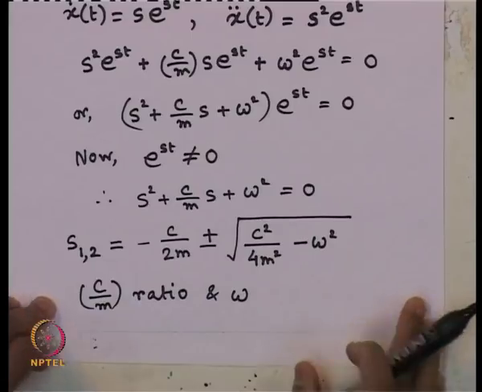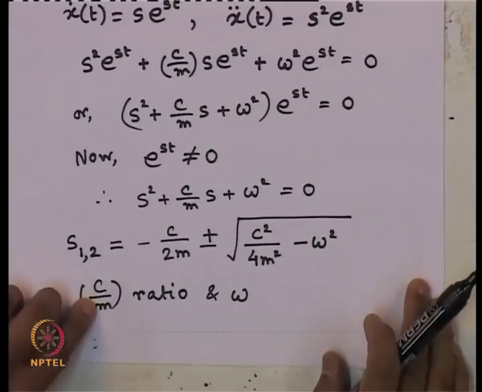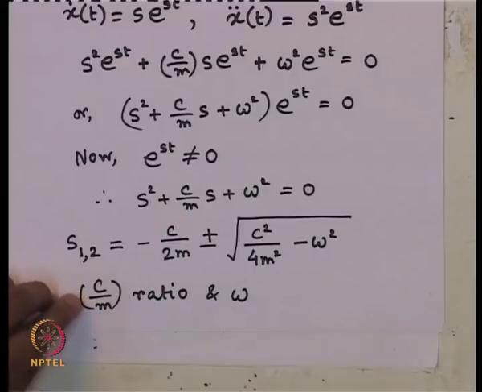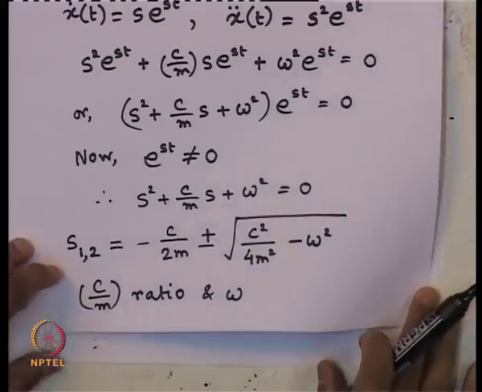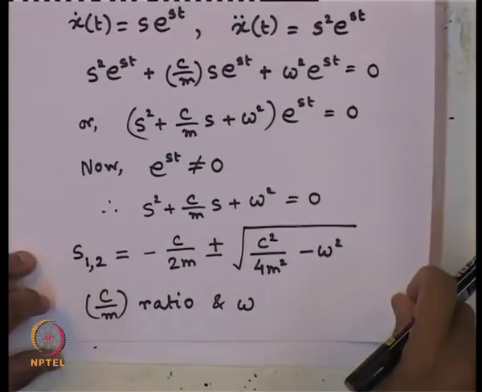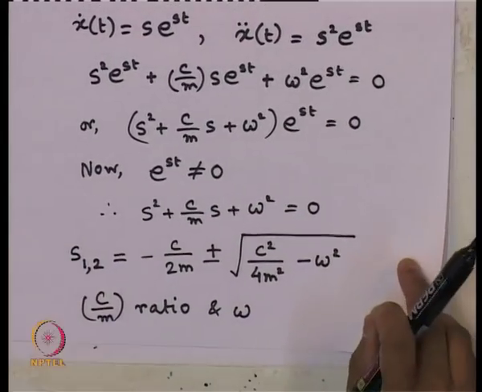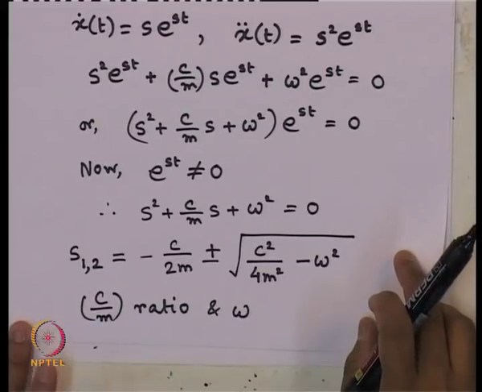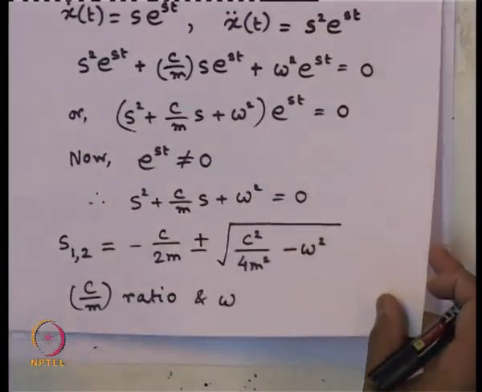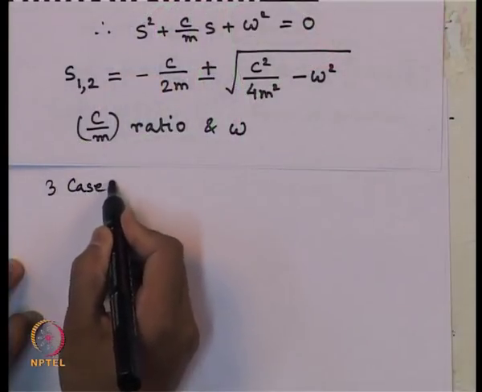Okay. So, suppose two systems are having same ratio of c by m, but mass and damping constants are different, it does not matter, their responses will remain same as long as the ratio remains same. Now, look at these roots, there can be three possibilities from this solution we can get. What are those three possibilities? Let us look at it. So, three cases can arise.